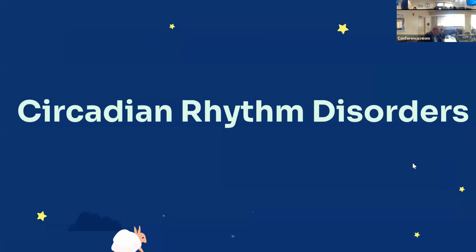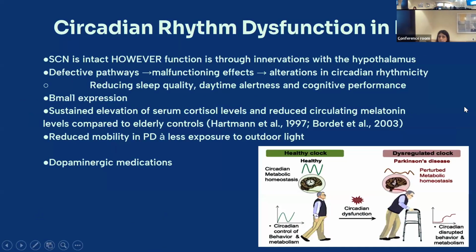Next, we have circadian rhythm disorders, our last one. So circadian rhythm dysfunction in Parkinson's disease. So the hypothalamus is affected in Parkinson's disease, which can lead to decline in SCN activity responsible for reduced melatonin output and sleep-wake disruption. Defective pathways here lead to malfunctioning effects and alterations in their circadian rhythmicity. This all leads to reduced sleep quality, daytime alertness, and cognitive performance.